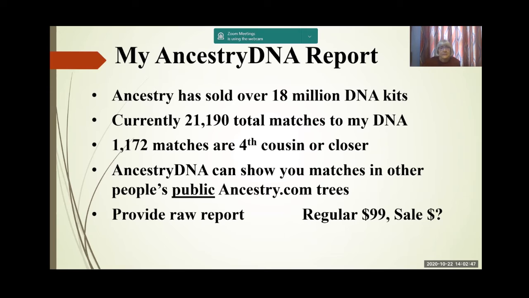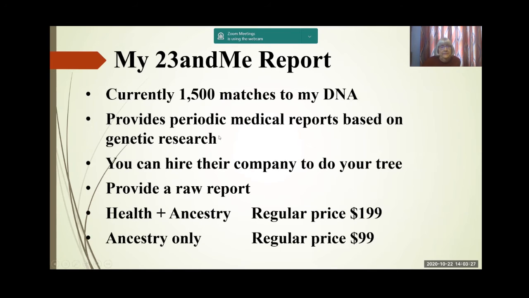My Ancestry DNA report: I have 21,000 matches to my DNA. There are 1,100 matches that are fourth cousin or closer. Ancestry DNA can show you matches in other people's trees, and they provide a raw report. The regular price is $99. It usually goes on sale around holidays. You'll have to check the site, or it may be advertised on TV, you never know.